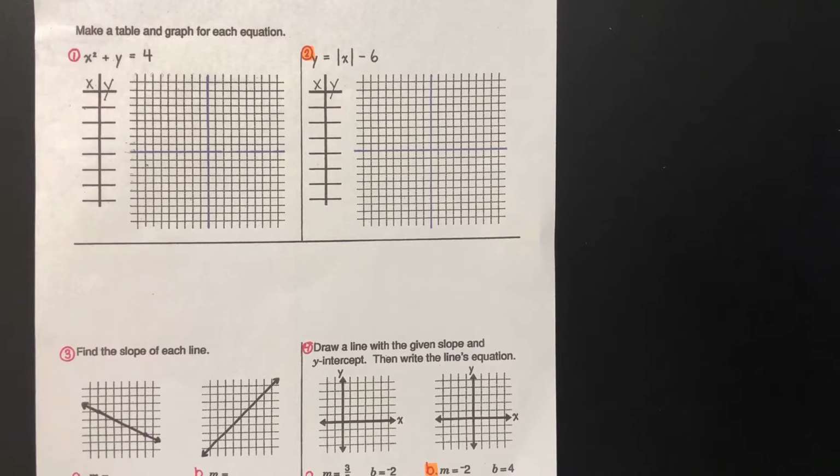All right. Page 34. Let's do number 2 together. Numbers 1 and 2 both will not be lines. When you have an exponent in an equation, it is not linear. And we'll find out what happens when you have an absolute value in an equation.